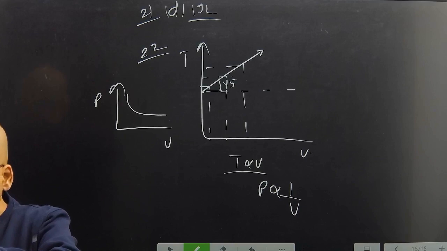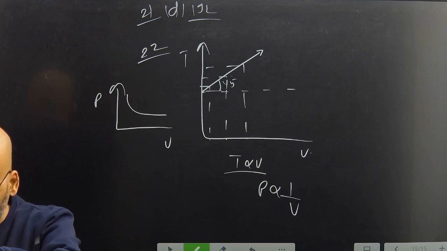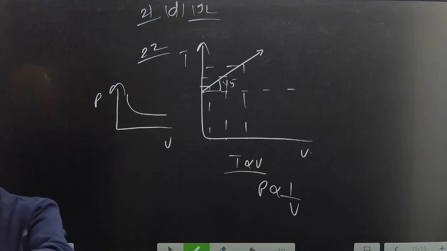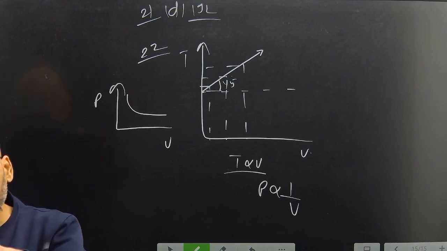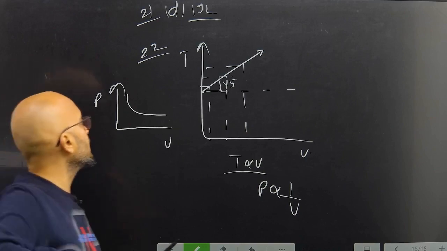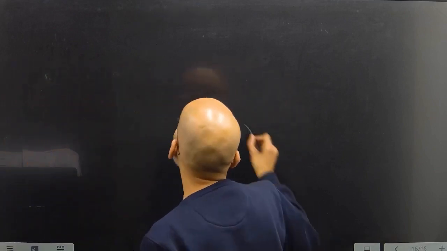Okay. Question 23, sorry. Direct formula. They are asking the average pressure of an ideal gas, which is 1 by 3 mnV square. Option A. Fine. Direct formula they asked. Next.